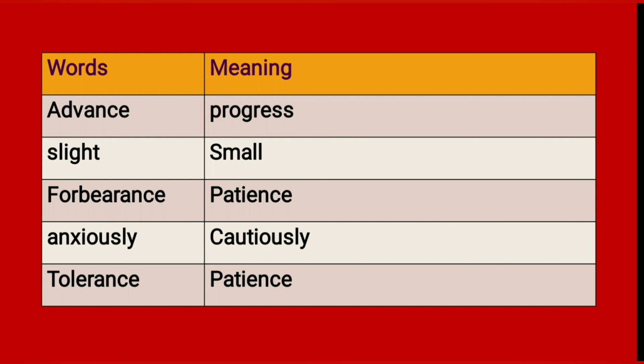Number four is anxiously, means cautiously. Or you can say it is a way that shows you are worried or nervous. And the last word on the screen is tolerance. It also means patience and it is your capacity to endure pain or hardships. Now, I hope that the meanings of these words are clear to you. So let's try to understand the text displayed on your screen.